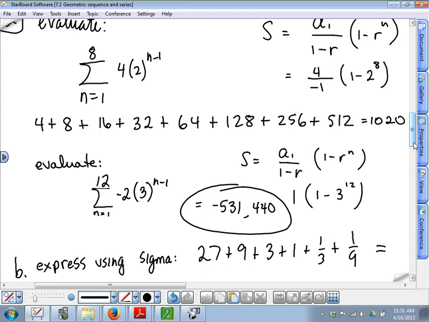27 plus 9 plus 3 plus 1 plus 1/3 plus 1/9. What would that look like if it was in sigma notation?